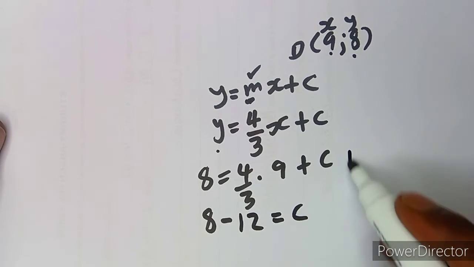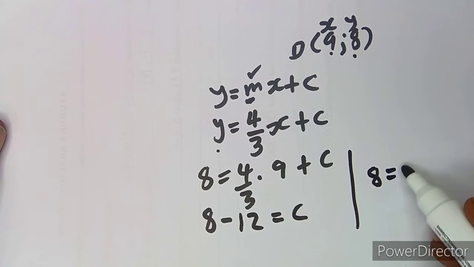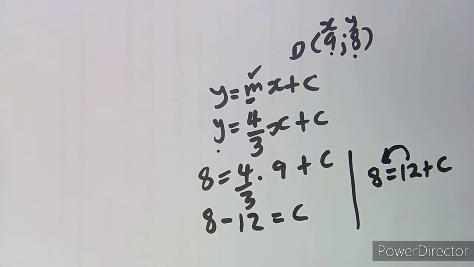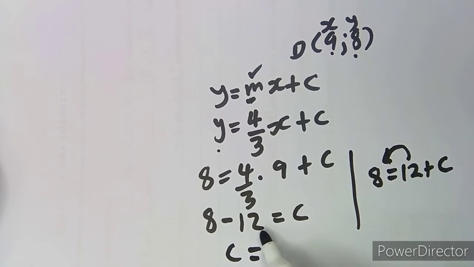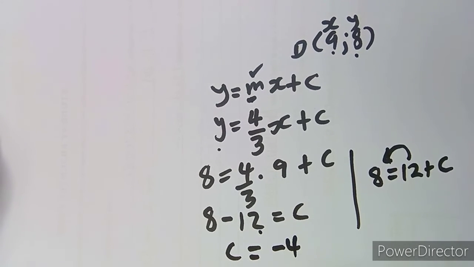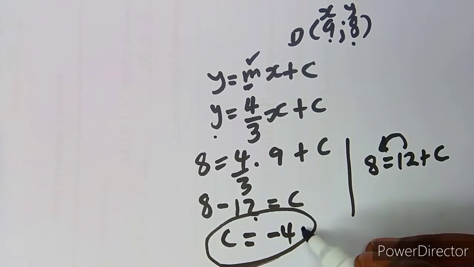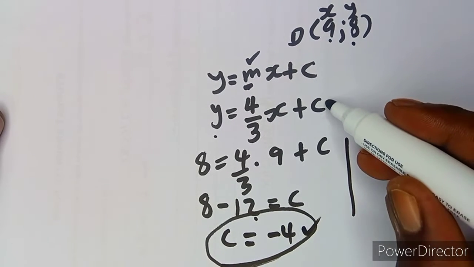We are supposed to have 8 is equal to 12 plus c. Since this is, if you take it to the other hand, is going to give us a negative. Okay, so c is going to give us, if you subtract from your calculator, you are going to obtain minus 4. So you can now substitute the value of c that you have obtained.